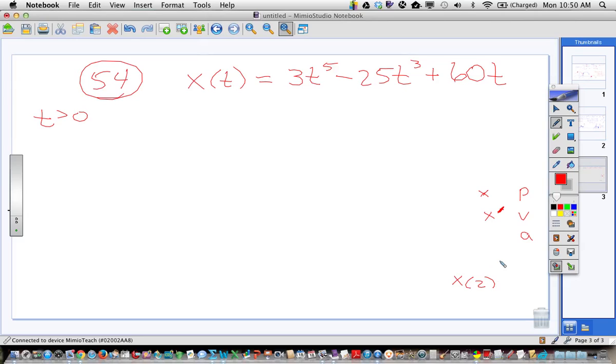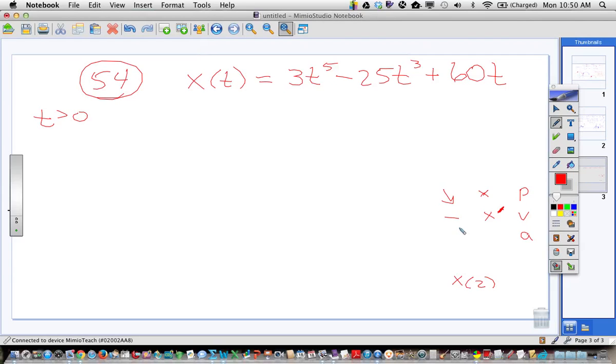When is the particle moving left? That'd be like the Bismarck, when is it moving west? When is the car moving west? Well, when its velocity is what? Negative. We want to know when the velocity is negative. Okay? Because what we say is its position is decreasing. This is really a chart question. X is decreasing when x prime is negative.